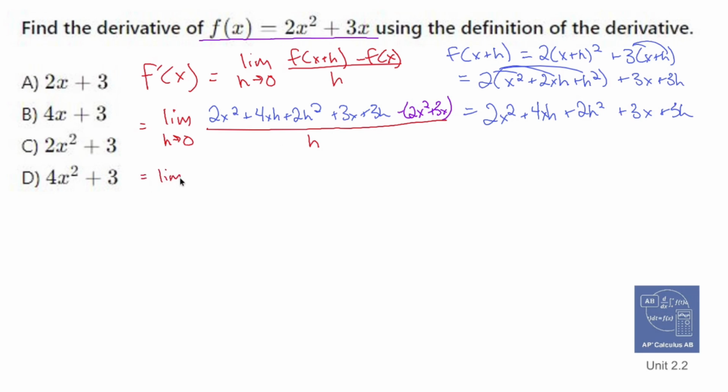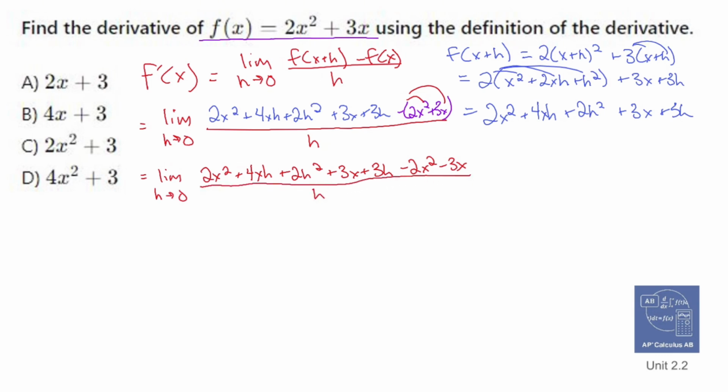So limit as h approaches 0, nothing in blue changes, nothing at all. I'm just rewriting it out like that. Distribute the negative, minus 2x squared minus 3x. And when you have polynomials like we have here, you're hoping for stuff to disappear, which is going to happen now. 2x squared, adios. 3x, adios to you. And you're left with the limit as h approaches 0 of 4xh plus 2h squared plus 3h over h.